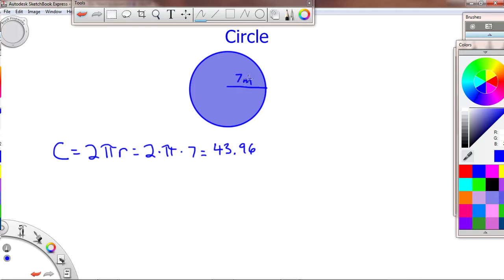43.96. Now, what are my units? Well, we're talking distance. We're talking distance around. So these are just going to be plain old meters. The area of this circle, we're going to be using the same formula as the last one.